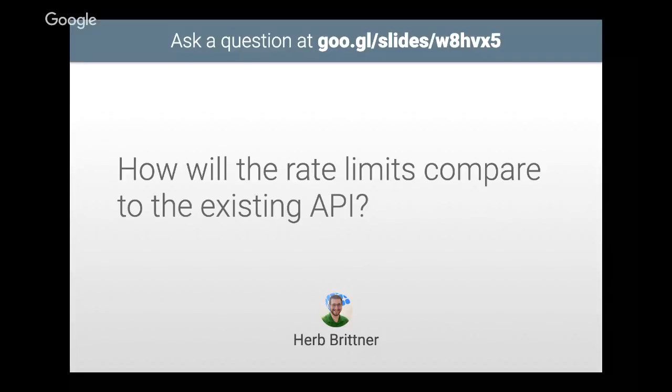But in general, the rate limits will be comparable, and we don't necessarily have any changes to announce in how we're going to be rate limiting, for example, basic access or standard access with a developer token with the new Google Ads API. All those restrictions should still be in place.